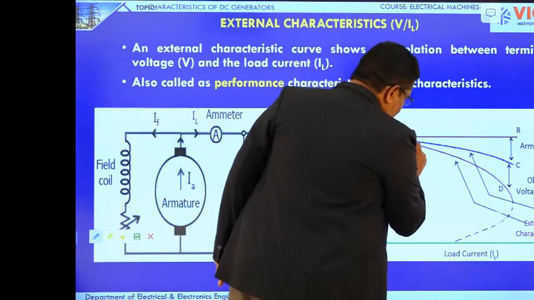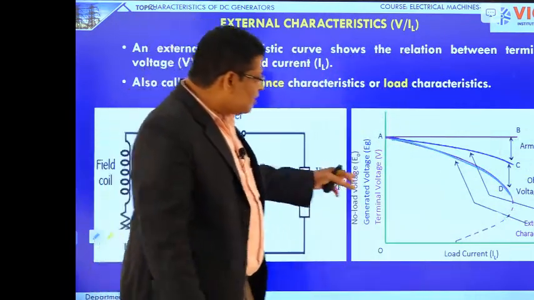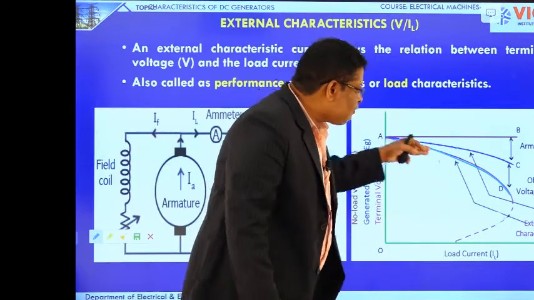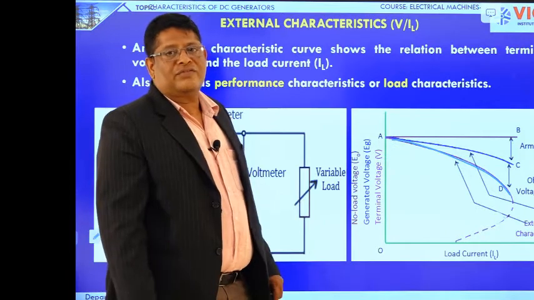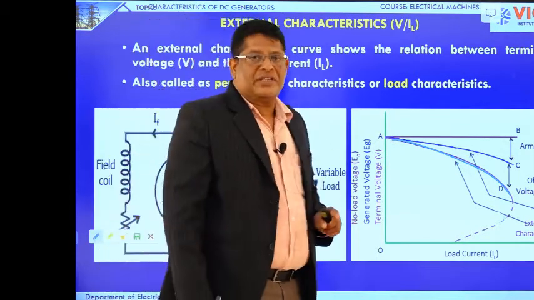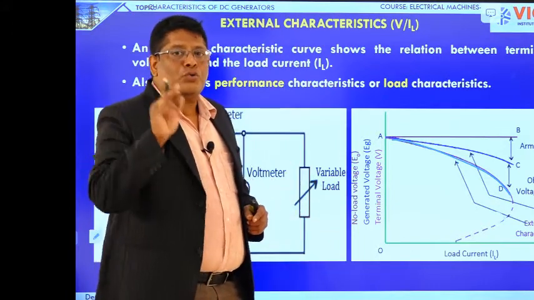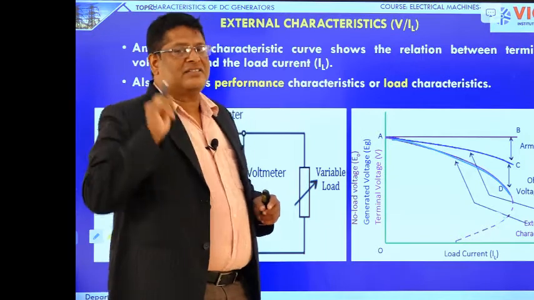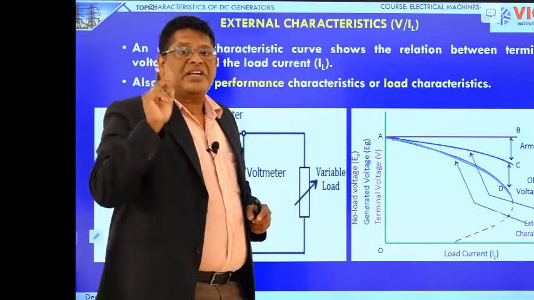We are getting this type of graph. As the load current increases, the terminal voltage of a generator will decrease. Why is this terminal voltage decreasing? It is because of two reasons. One is due to the armature resistance. The second one is due to the armature reaction.